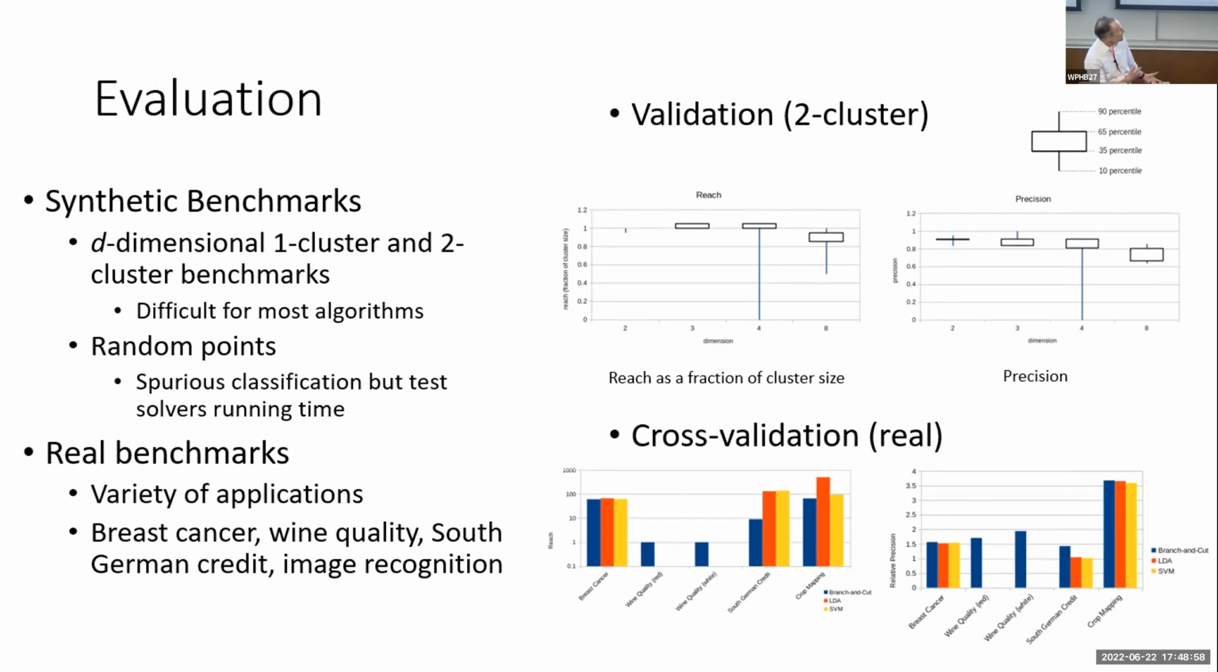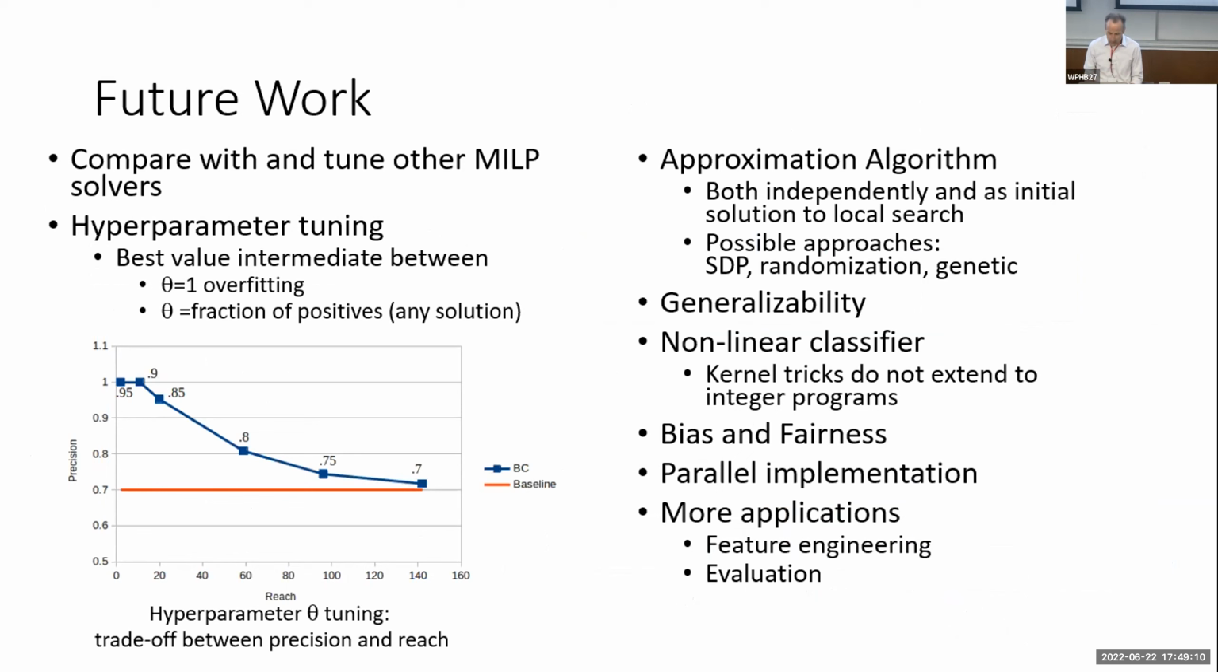And validation: this results both in training and validation. Here I'm showing results in cross-validation, on synthetic benchmarks and real benchmarks. And in many cases, this algorithm is the only one that gives a feasible solution. So that's where the work is at this point. And the future work is there are lots of things to do. And with that, I think I'm going to wrap up. Thank you.